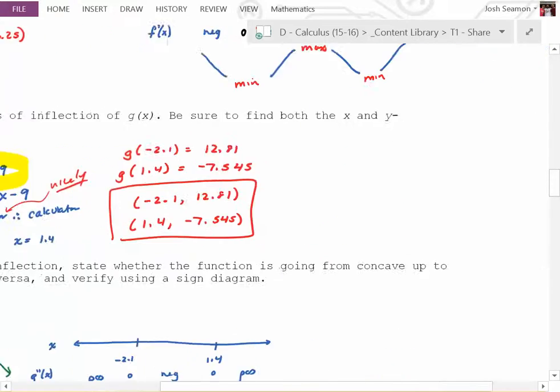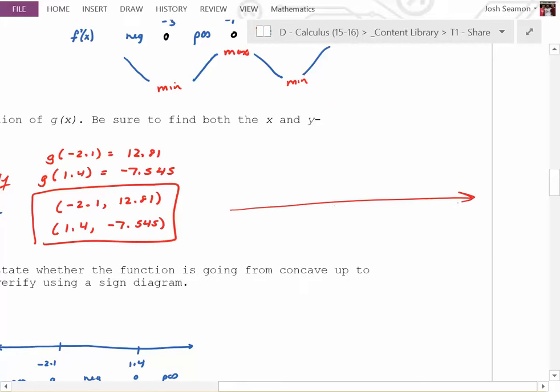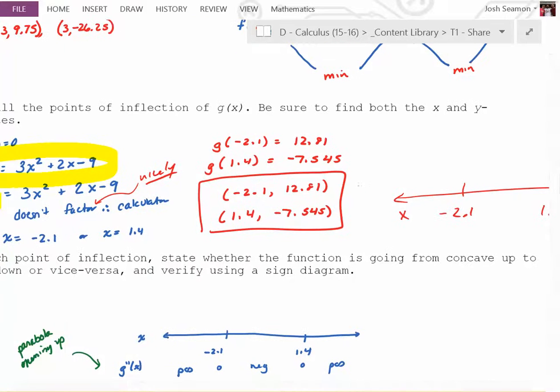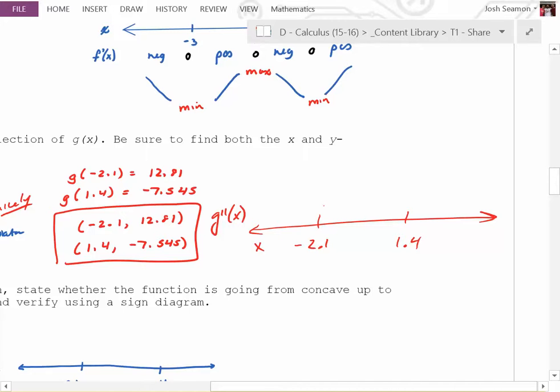So here's the thing. There's one thing that's missing here. I want you to make this number line. So if you solve that quadratic, you end up with what? Negative 2.1 and 1.4. You know that those are the x values. If those are the x values, what's the double prime? So they call this one g, right? G double prime of x. So the second derivative of each of these values is 0.